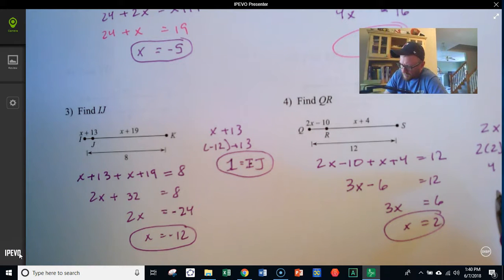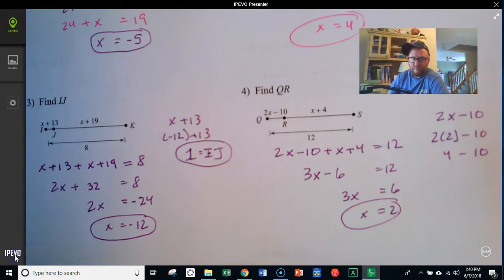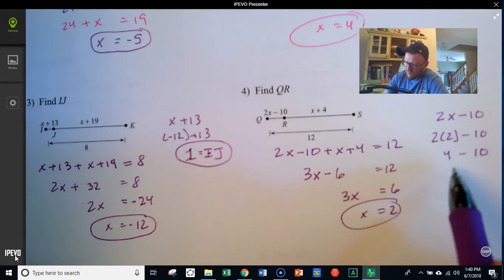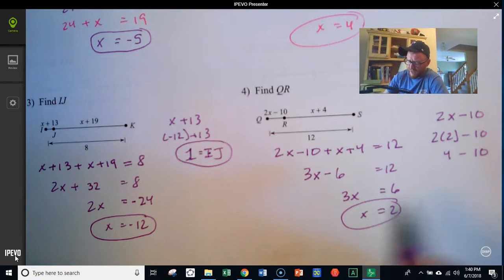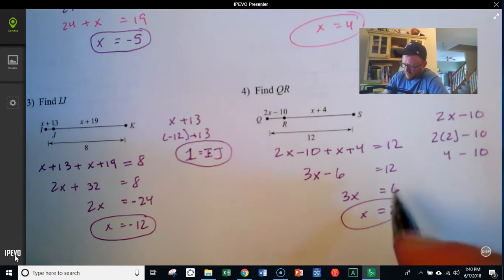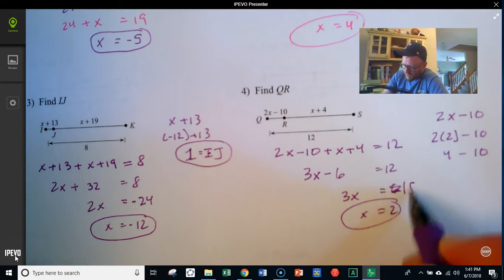That doesn't sound right. Hold on, I made a mistake. Look at this. I'm going too fast and I made a mistake. I know I made a mistake because 4 minus 10 is negative 6. It doesn't make sense to have a negative length up here. Notice I should have added 6. I subtracted. So this should be 18.